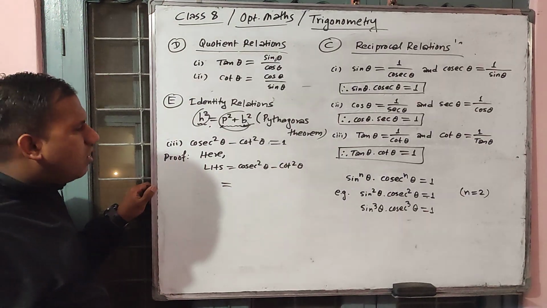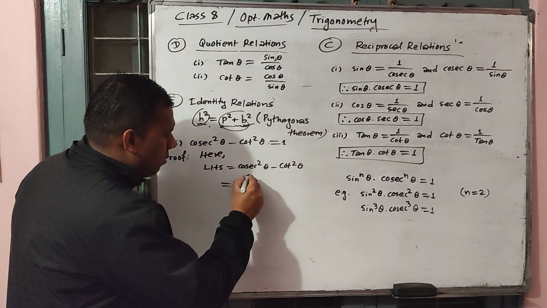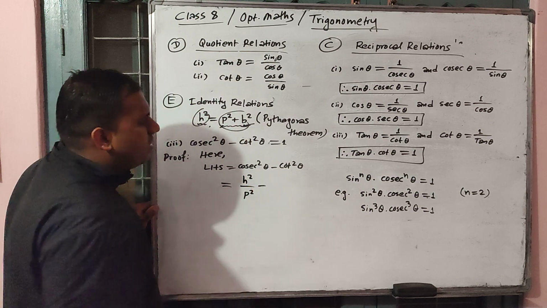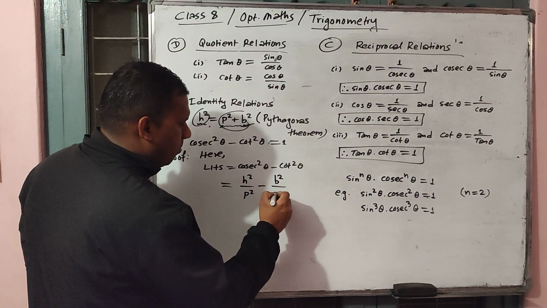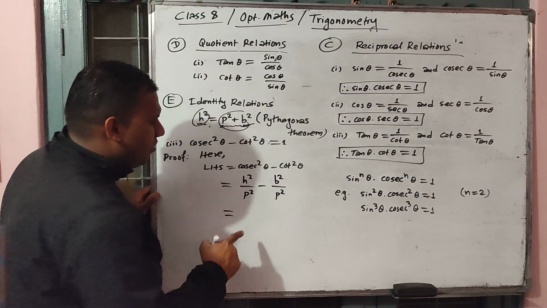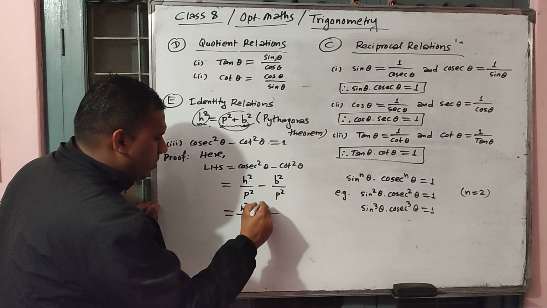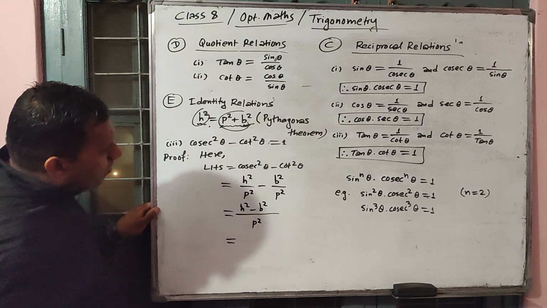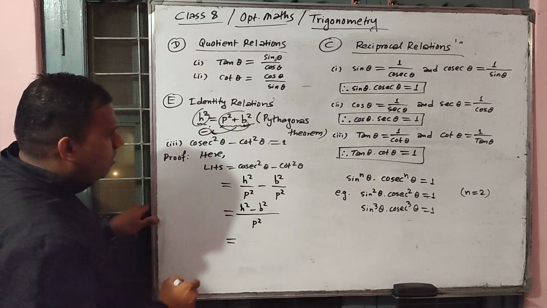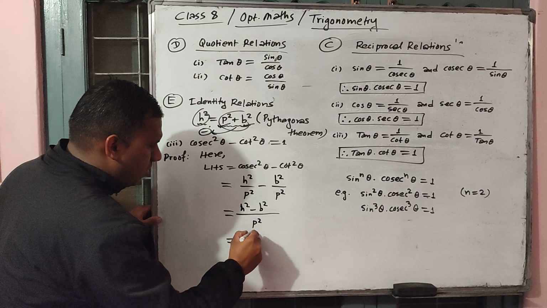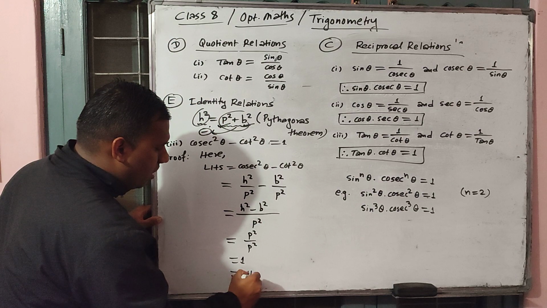Now cos theta, as you know, is P by H, so cos square theta is P square upon H square, minus, as you know, cot theta is B by P, so cot square theta is B square upon P square. Denominators are the same, so taking LCM, we can write H square minus B square all upon P square. Now from the Pythagoras theorem, H square minus B square equals P square, so it becomes P square upon P square, that is 1, that is RHS.